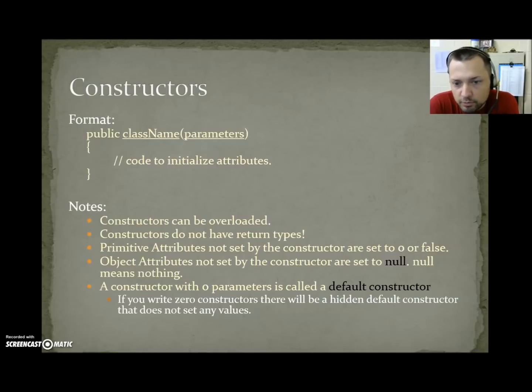A constructor with 0 parameters is called a default constructor. If you write 0 constructors, so if you choose not to write any constructors at all, there will be a hidden default constructor that does not set any values. That means all the primitives are going to be set to 0 or false, and all the objects are set to null. If you write at least 1 constructor, there will not be a default constructor unless the constructor you wrote was a default constructor.